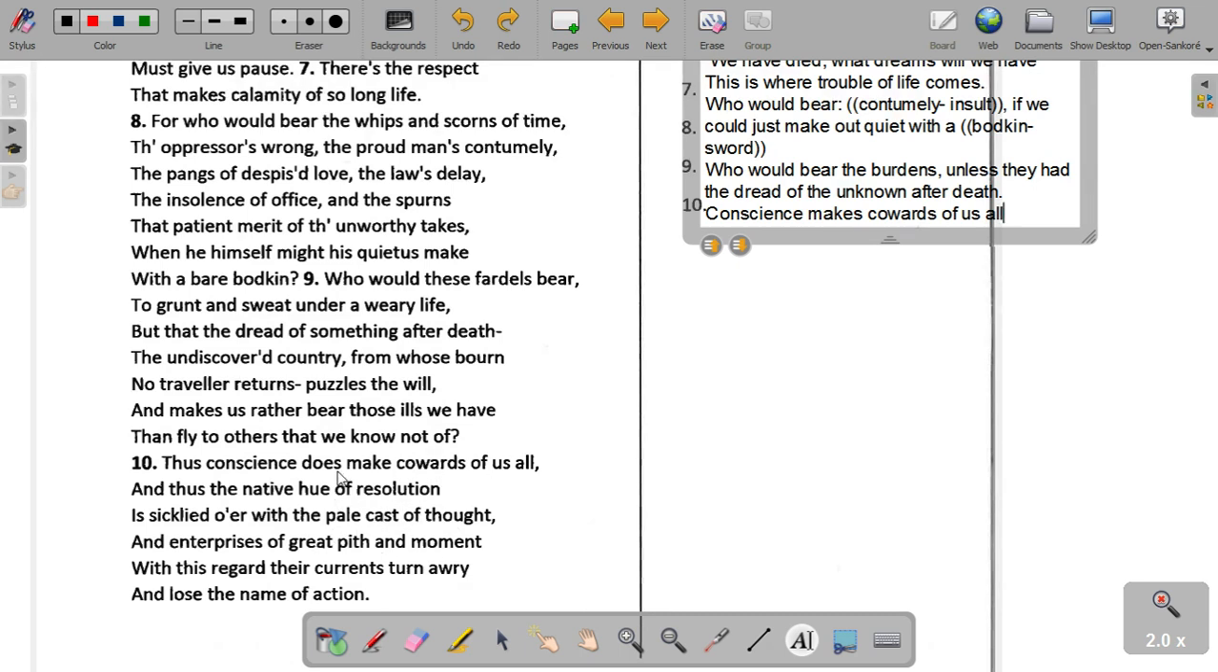So all these decisions that we would make that are natural to us are sicklied over, so is basically covered over with the pale cast of thought. So because we think so much about it, we decide not to act. And then it says, in enterprises of great pith and moment, with this regard, their currents turn awry and lose the name of action. So in the end, he decides not to kill himself.